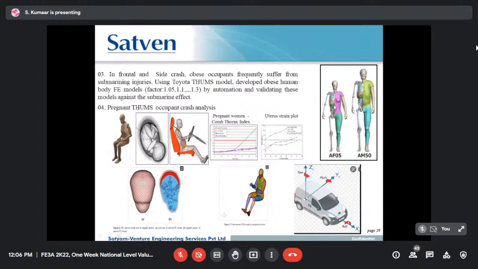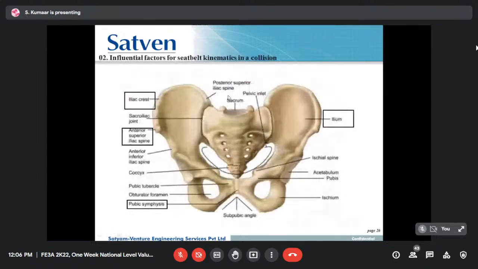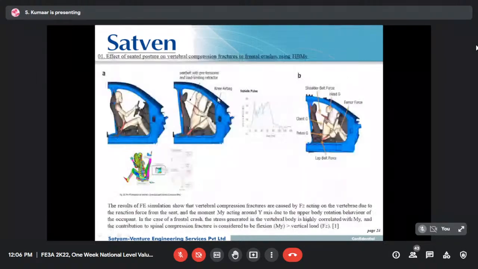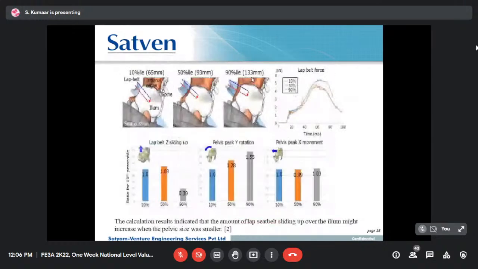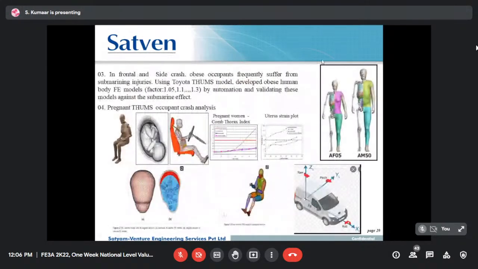We did the same for the side crash also. From that we came to the conclusion about what injury we get for what kind of person. This is all about the human male model. We did the vertebra in the male model, this is the seat belt kinematics, and this is the obese study also in the male model.